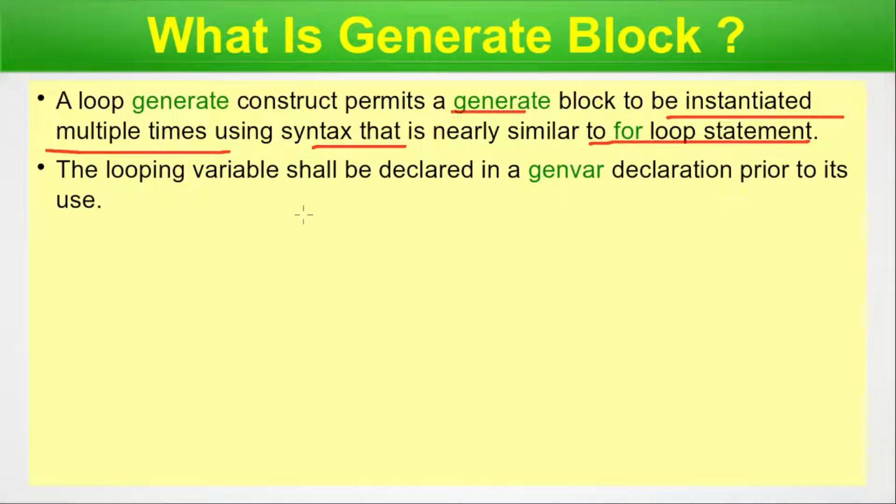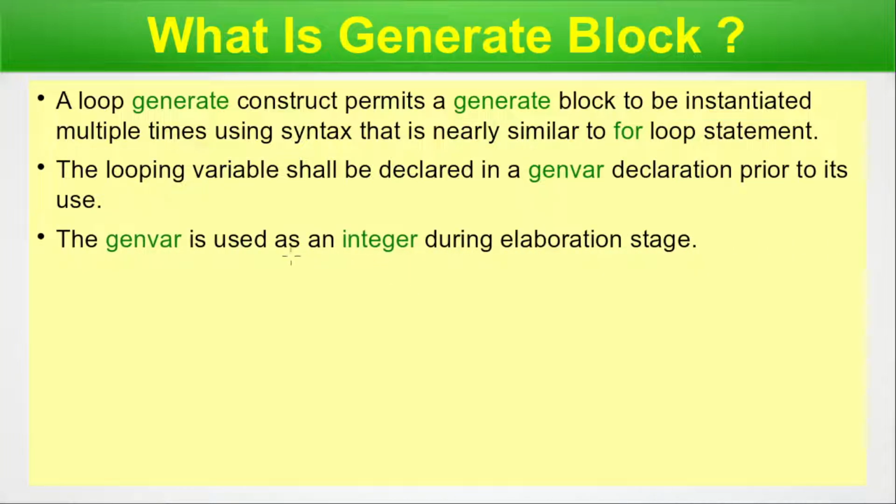The looping variable shall be declared in a genvar declaration. This genvar is a special variable, and this specific keyword has to be used for the generate block. That looping variable is like the looping counter in a for loop, where generally we use i equal to something. That i here has to be defined by the genvar declaration prior to its use. So remember, we have to declare the genvar prior to its use.